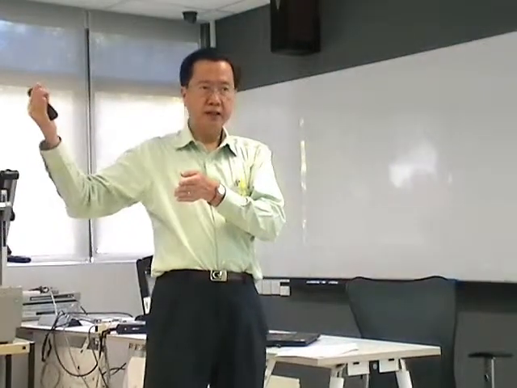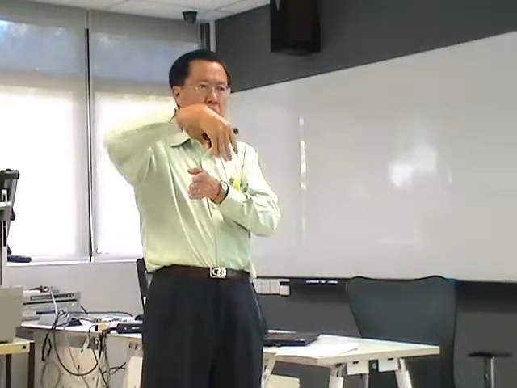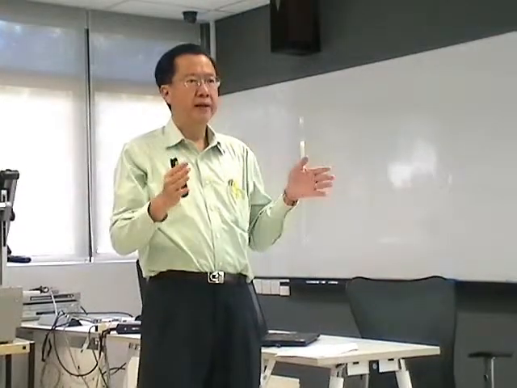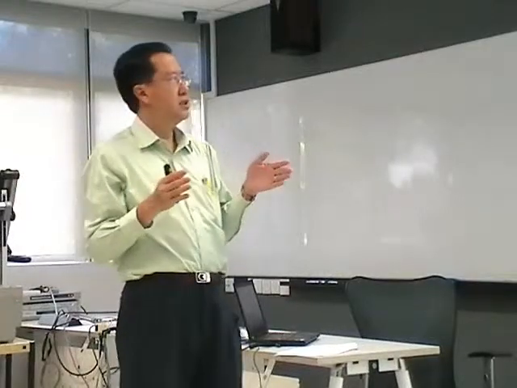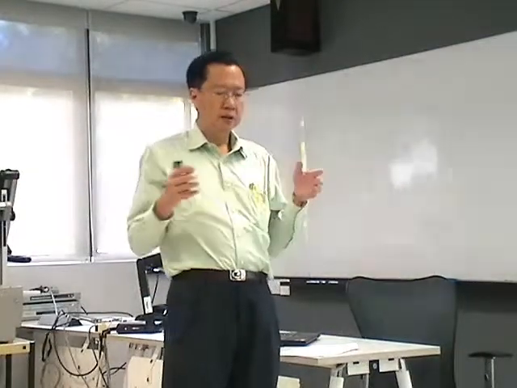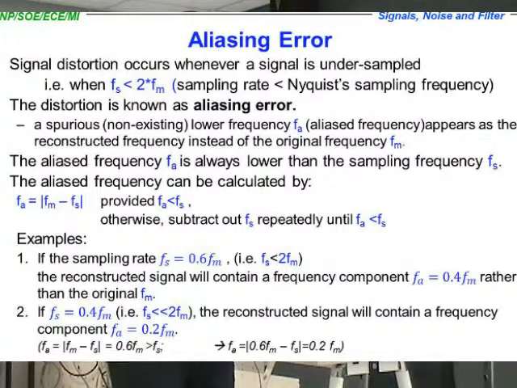And this undersampling will translate the noise into your signal frequency band. And this noise that is generated is called an aliasing error. An aliasing error in a signal, once introduced, cannot be removed. So far we have no way of removing it. So let's look at aliasing error.